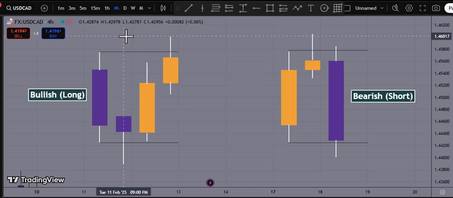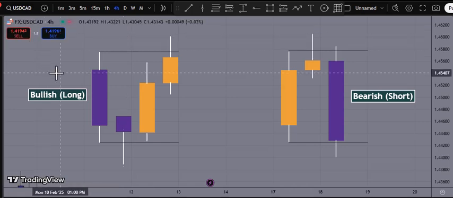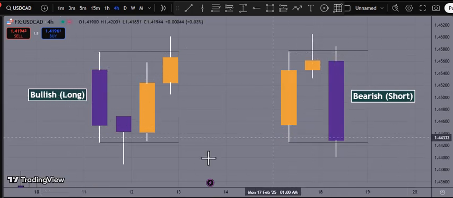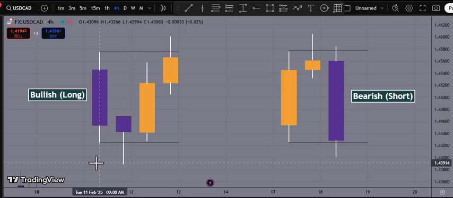In this lesson, we're going to be talking about the CRT model plus ICT concept, and this is going to make sense to you because it's going to change your trading game. So let's get started. Okay, so we are hunting for this kind of setup. This is the bullish scenario and this is the bearish scenario. So I will start from here and then explain.